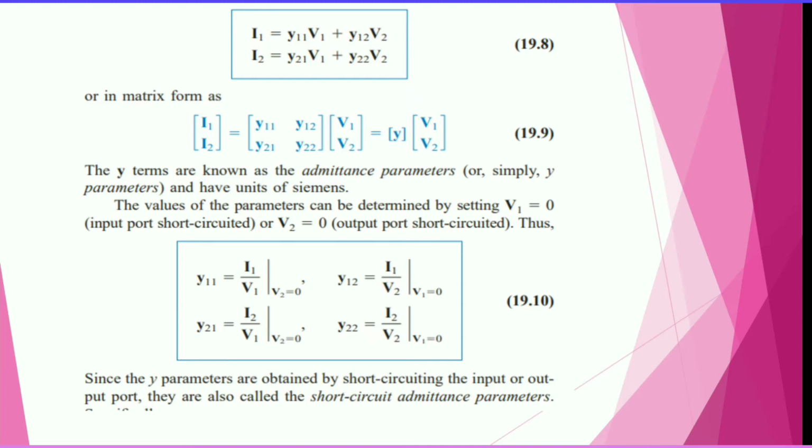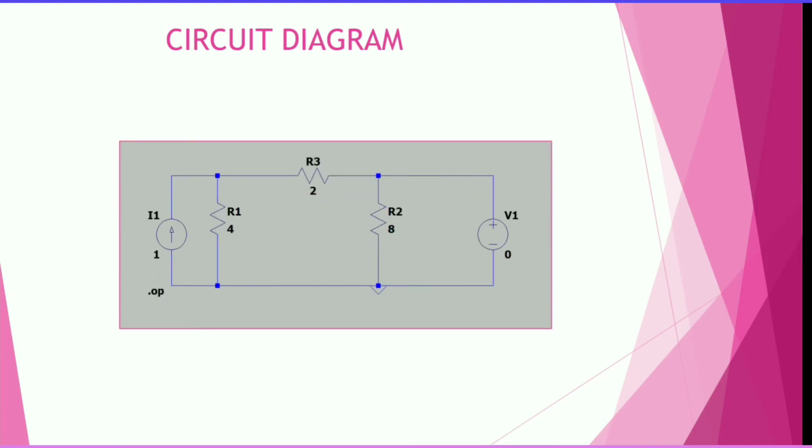The values of the parameters can be determined by setting V1 equal to 0, that is, input port short circuited, or V2 equal to 0, output port short circuited. Thus, Y11 is equal to I1 by V1, Y12 is equal to I1 by V2, Y21 is equal to I2 by V1 and Y22 is equal to I2 by V2. Since the Y parameters are obtained by short circuiting the input or output port, they are also called the short circuit admittance parameters. Let us consider the circuit diagram.